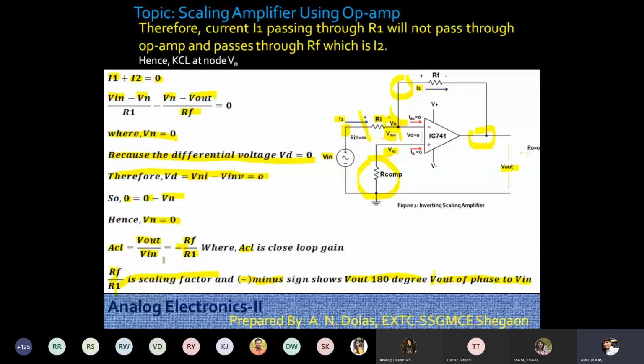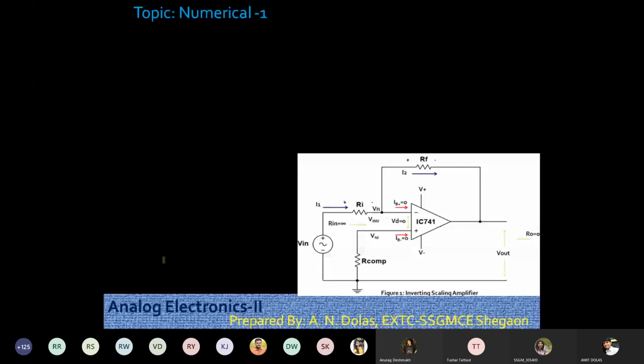the scaling factor. Suppose somebody asks you to scale a certain input with a factor of 1.5, you have to choose proper values of R1 and RF. Of course, you will initially assume RF is equal to say 50K and accordingly calculate resistance R1. So this is the analysis of this circuit. We'll move to the numerical.